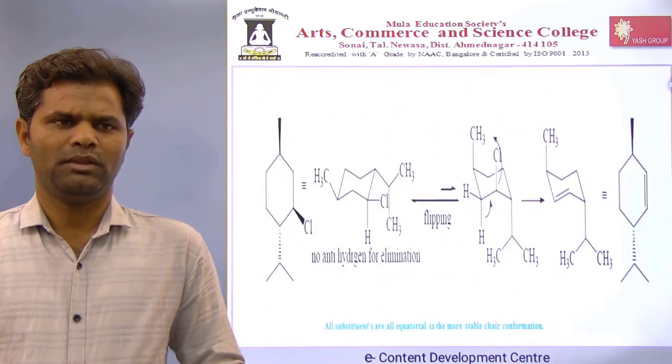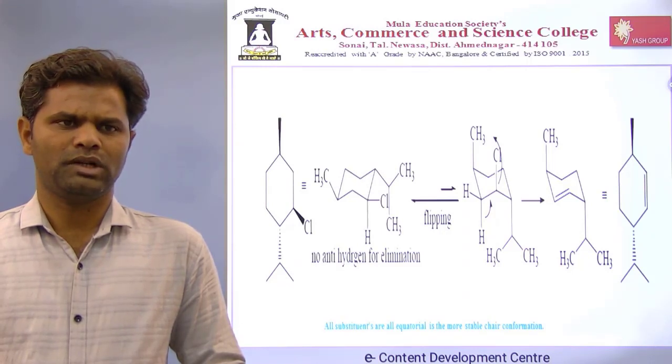Now in the case of menthyl chloride, there is no anti hydrogen for elimination because the leaving group chlorine is at the equatorial position. That's why, for the E2 elimination reaction, we have to satisfy the stereoelectronic requirement. For that purpose, we have to do the flipping or ring inversion.